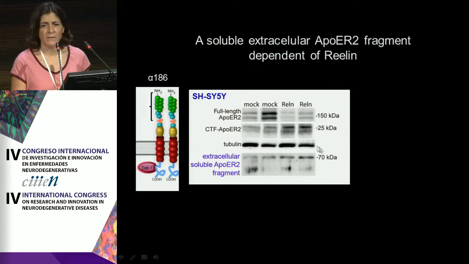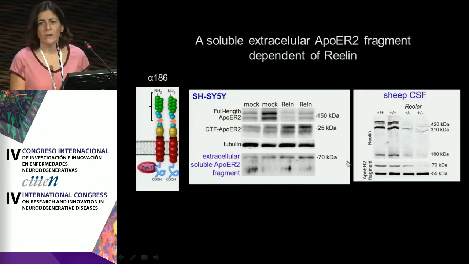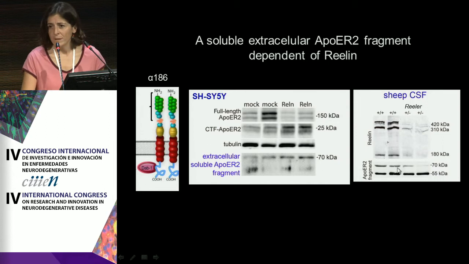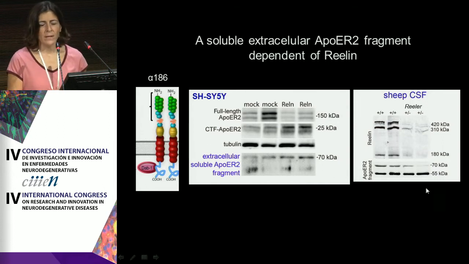But we have identified another fragment, which is an extracellular and soluble fragment of around 70 kilodaltons. To identify this fragment, we used antibody 1.186, which is specific for the ectodomain of the ApoER2. And this fragment appears more robustly when we apply reelin to the media of the cells. We also have samples of cerebrospinal fluid of mice and Reeler mice. This Reeler has a mutation in the DNA of reelin, and therefore does not synthesize reelin.